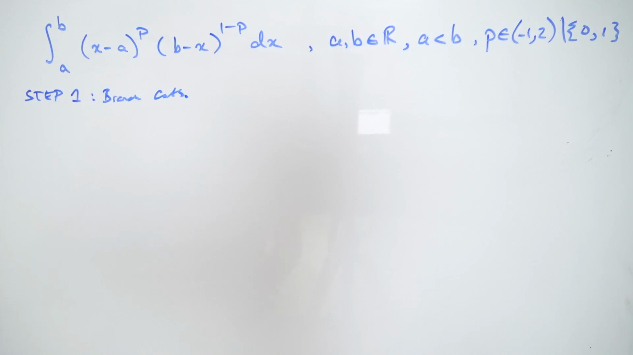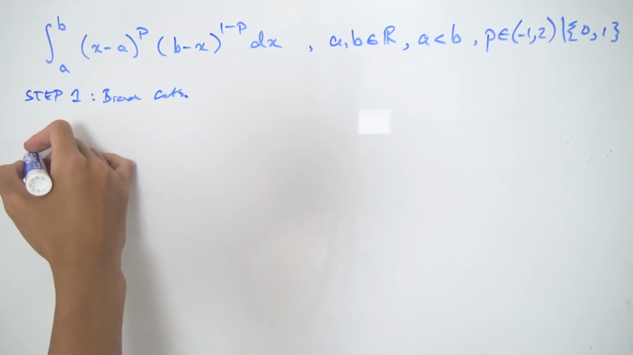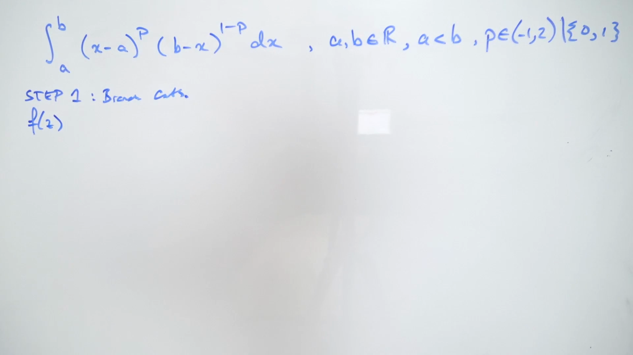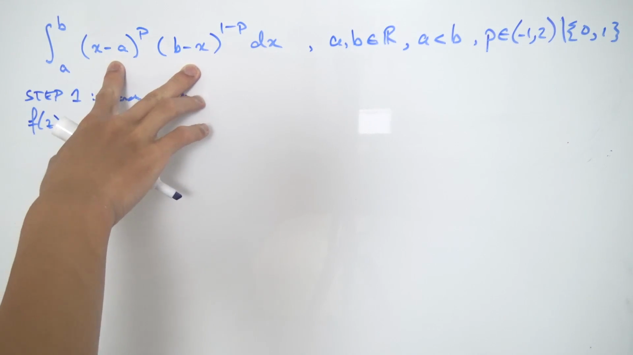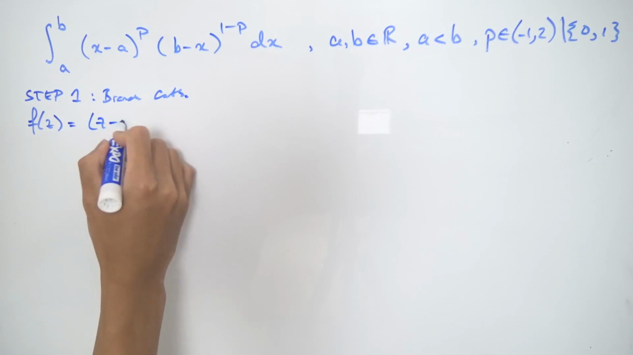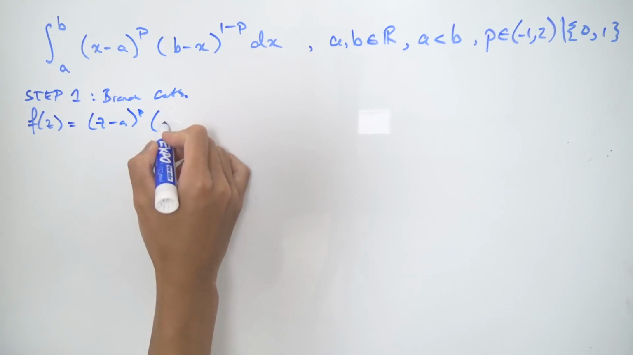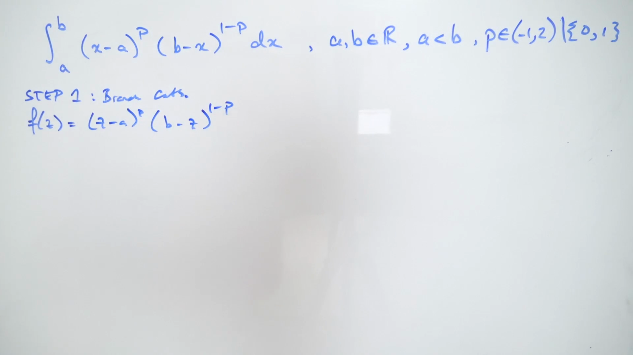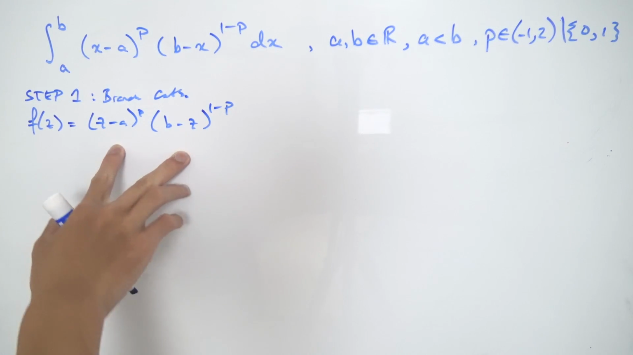So in order to study the branch cuts, let's first define for ourselves some kind of complex function f of z that we're going to be contour integrating around, and we're just going to take this integrand and replace all the x's with z. So we're going to have (z minus a) to the pth power, then (b minus z) to the 1 minus pth power. And what I want to do now is write this in polar form because we want to investigate the argument of this function.